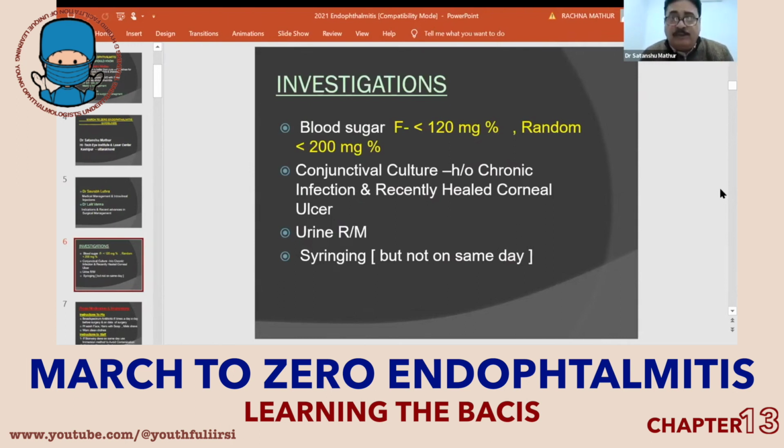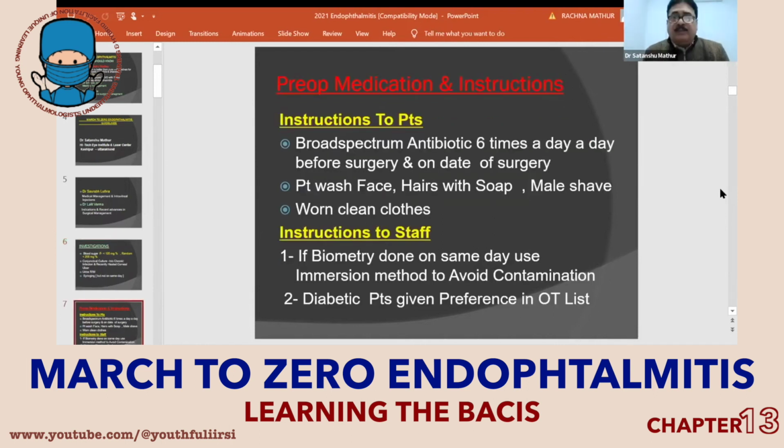Blood sugar less than fasting 120 and random less than 200, you are safe. You should not operate above that. Now there is no real risk of operating at 220, but we should avoid it, because if something goes wrong, we cannot defend that it was allowed. Syringing should not be done on the same day; it has to be done earlier. What preoperative medication instructions to give the patient? Broad spectrum antibiotics 6 times a day before surgery and on the date of surgery.